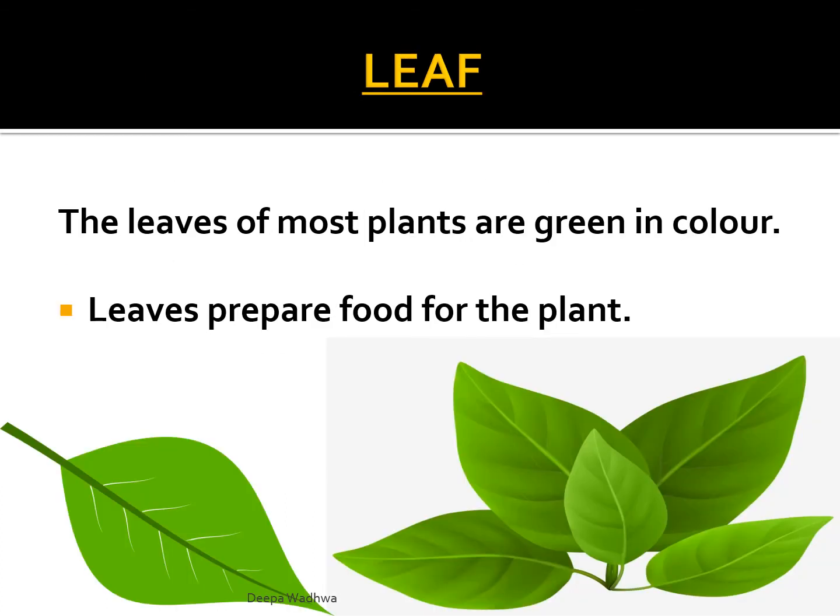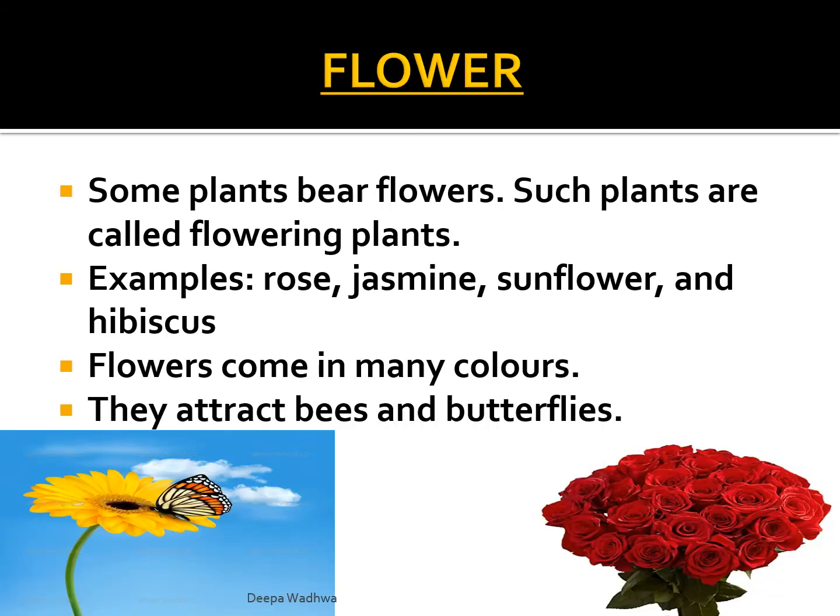Another part of plant is leaf. The leaf is the green part of the plant. It is also called the kitchen of the plant as leaves prepare food for the plant. Some plants bear flowers. Such plants are called flowering plants. Examples: jasmine, rose, sunflower, and hibiscus plants are flowering plants.